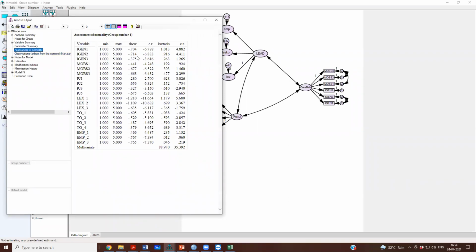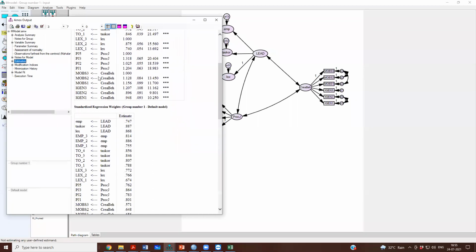Normality assessment: again, the multivariate normality is violated. Items, some are fine, some are not good in terms of kurtosis, some of them are okay. So anyways, we would do bootstrapping in order to assess the normality, to work with non-normal data.